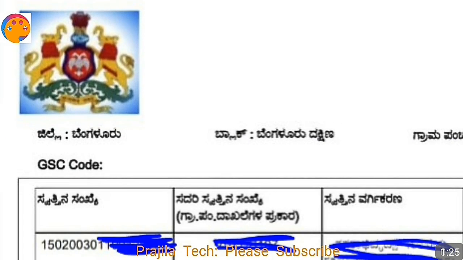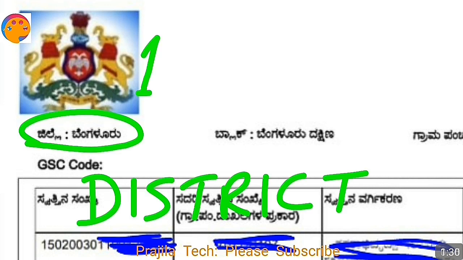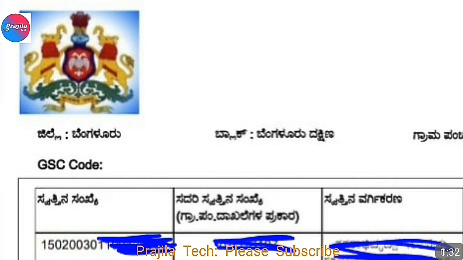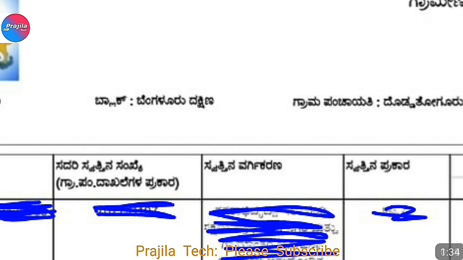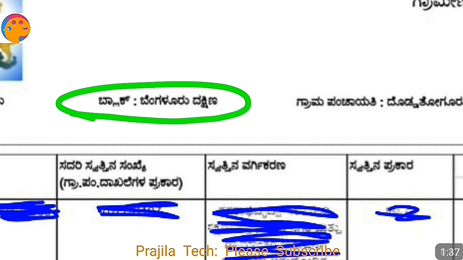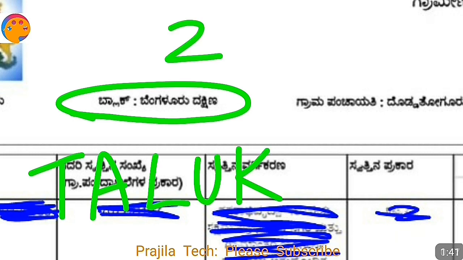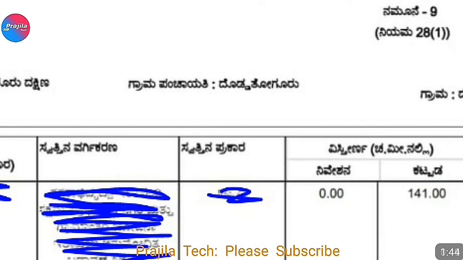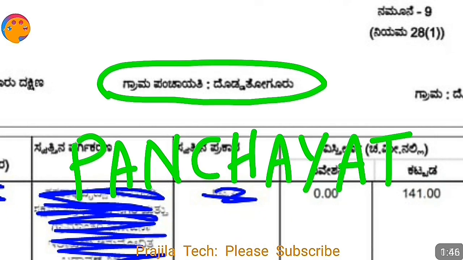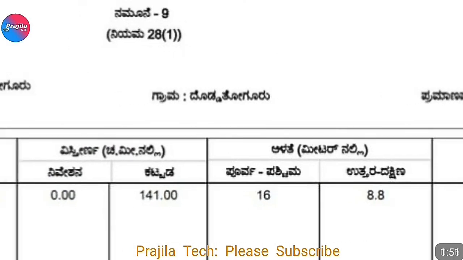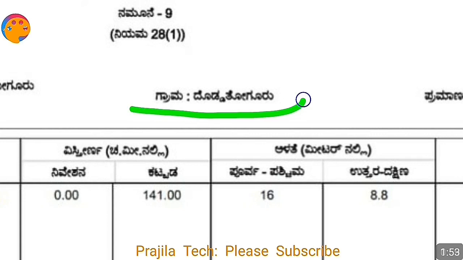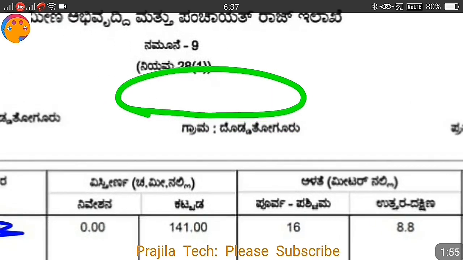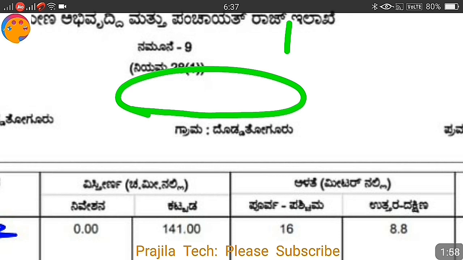Okay, one is the jilla. It is written as jilla in Karnataka. That means it's a district. It's your district, as per your property khata, the district the property belongs to. And the next one is block, that means in English, taluk. So the second one is the taluk, and third, as you can see, grama panchayati, that means the panchayat of the village property, and fourth, as you can see, grama, that means village. Okay, so please note down all these four things.